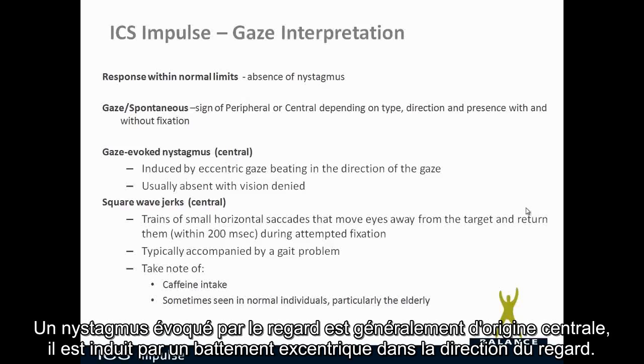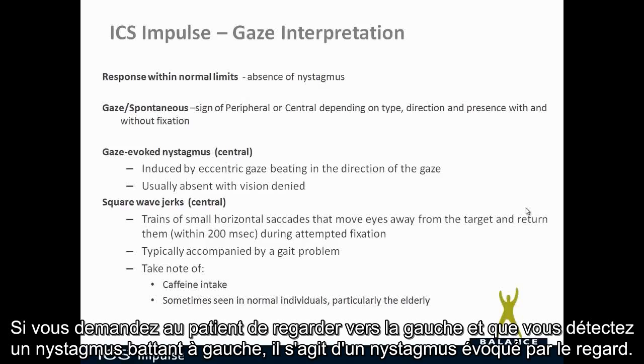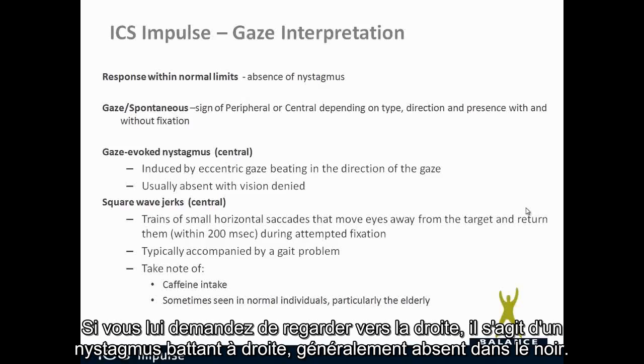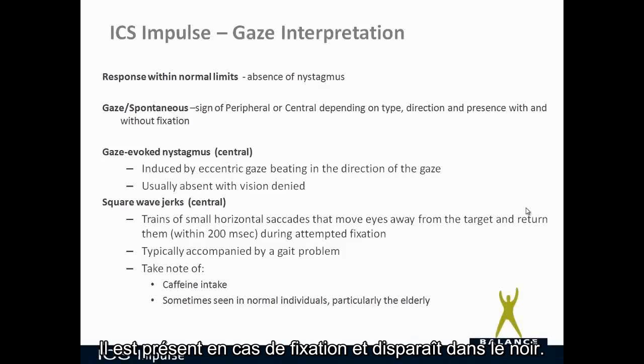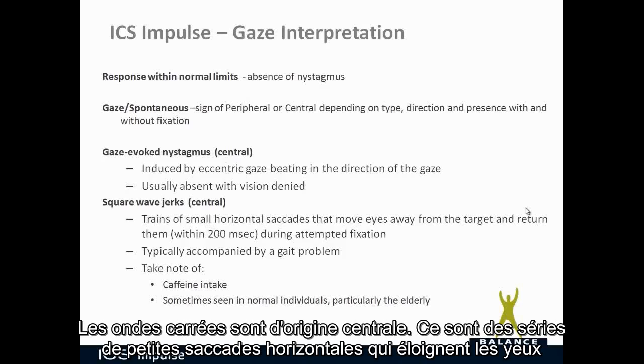So gaze evoked nystagmus. This is usually central in origin. It's induced by eccentric gaze, beating in the direction of the gaze. So if you ask the person to look left and you've got left beating nystagmus, that's gaze evoked nystagmus. You ask them to look right, they've got right beating nystagmus. And it's usually absent with vision denied. So it's present when you have fixation, and it goes away when there's vision denied.